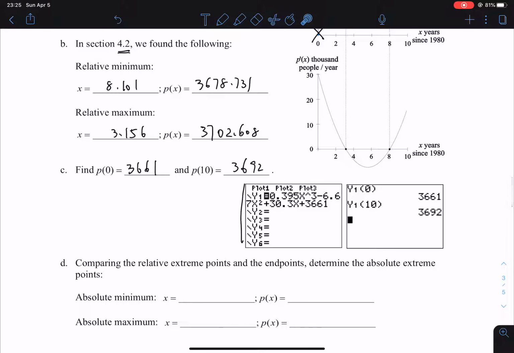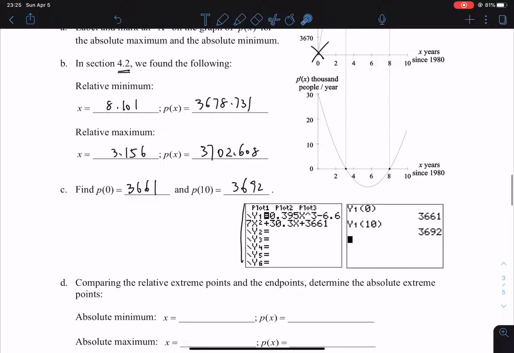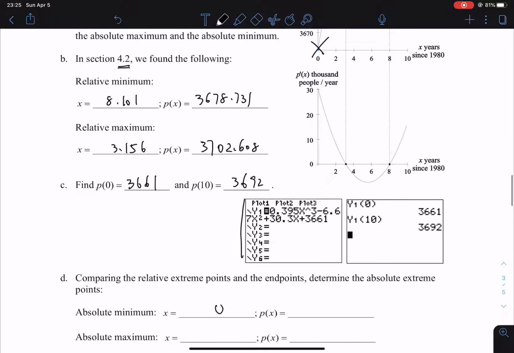So that is step D. After our comparison, for the absolute minimum point, we have to compare our relative minimum point's function value with the two endpoint values and find the lowest one. You can see number 1, number 2, number 3, because we are looking for the absolute minimum point, so this one wins. So that means you have to change your corresponding x. That is 0. When x equals 0, we have the absolute minimum point. So the absolute minimum point is 0 and 3661.